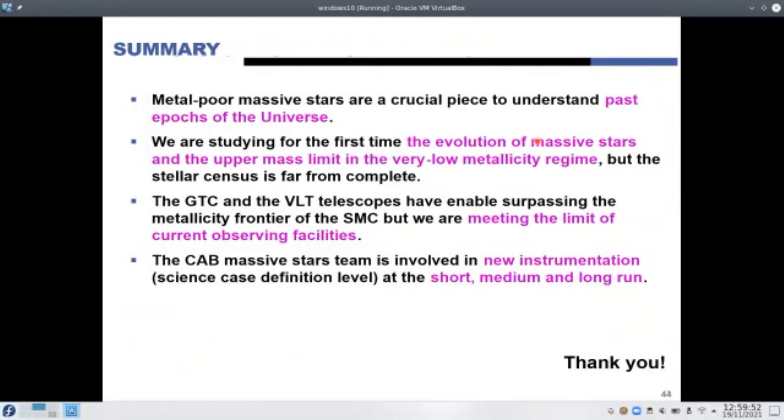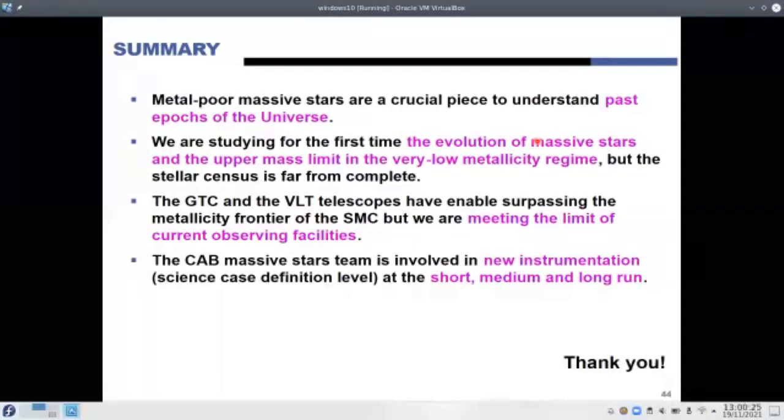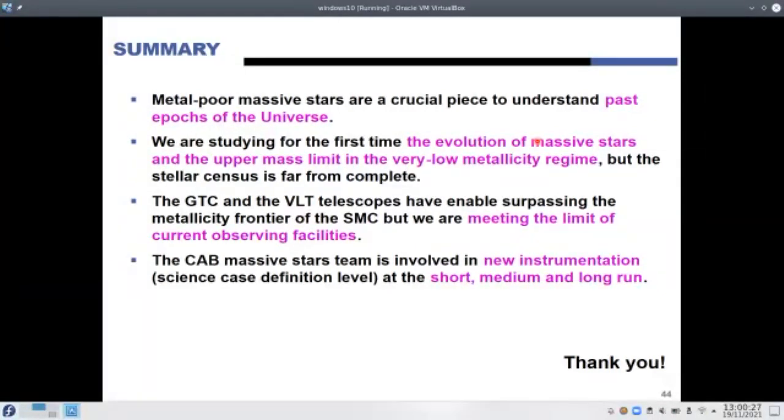First of all, I hope I convinced you that metal poor massive stars are very important to understand and to model and to interpret past stages of the universe. At the moment, thanks to current observational facilities, we are studying how these stars evolve, and an important issue is the upper mass limit. But we are hitting the limits of current observational facilities. And for this reason, here at CAP, we are very much involved, although only at the science definition level, in short, medium, and long-term programs and missions. Thanks very much for your attention.